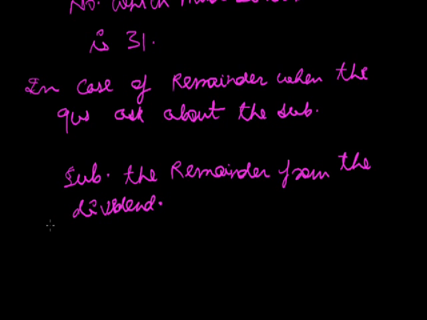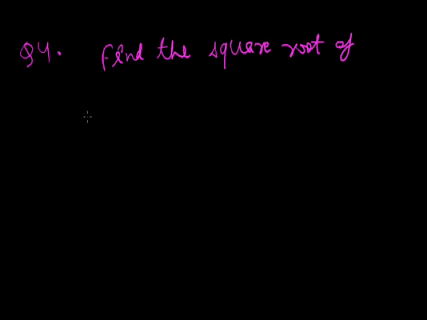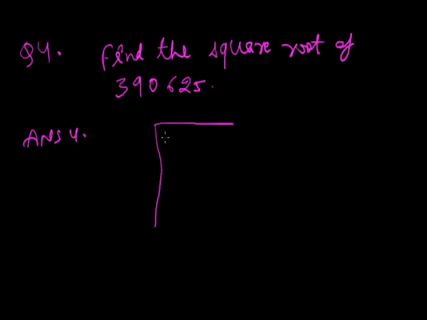Now taking some more examples. Question number 4 is, find the square root of 390625. As I told you earlier also, to start these type of problems, always make a pair of 2 from the unit digit and then proceed with the last digit so as to get the perfect square.